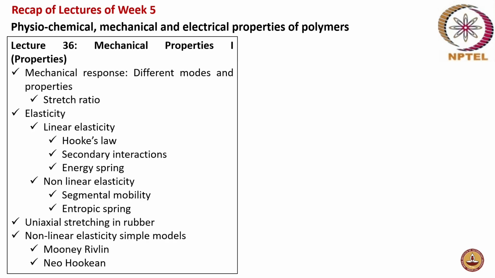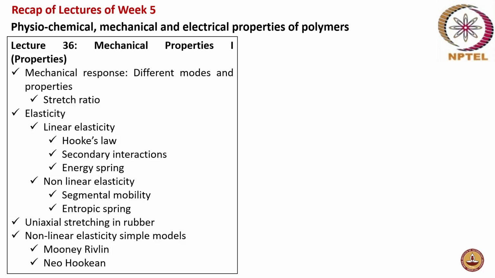Next, lecture 36. It was on mechanical properties. And what are the mechanical responses? So different modes. What is the stretch ratio? Right? And what is elasticity? Like linear and non-linear elasticity were discussed. In linear elasticity, it is the energy spring, and the secondary interactions play a primary role. Whereas in non-linear elasticity, it's more of the segmental mobility, like in the case of rubber, elastomers. So there it is an entropy spring. So entropy determines the level of elasticity, right?